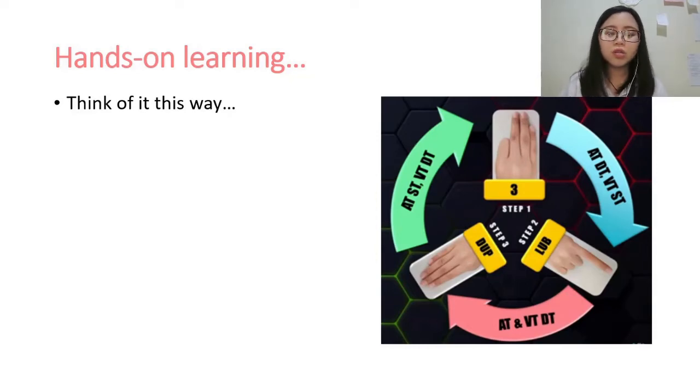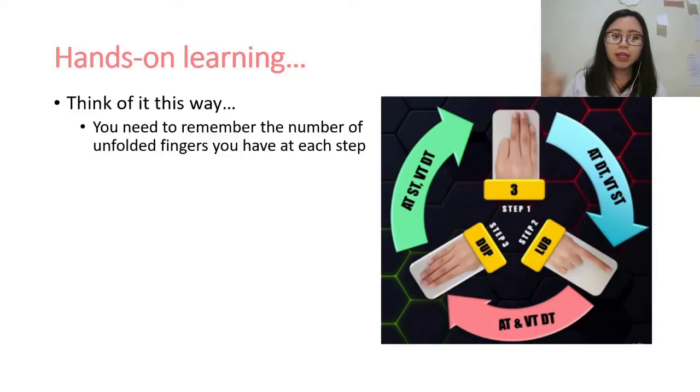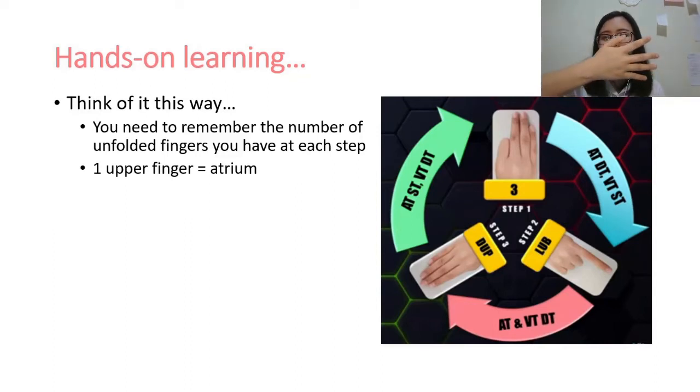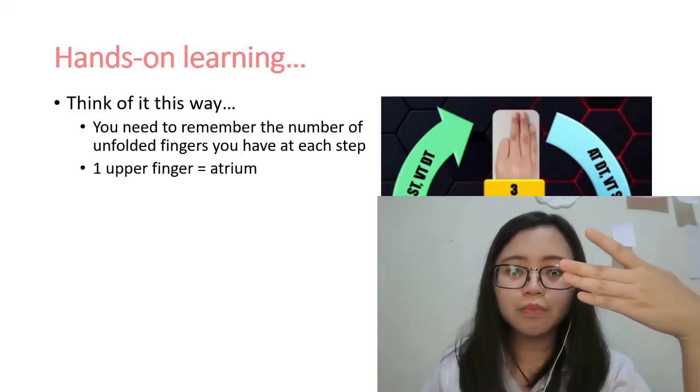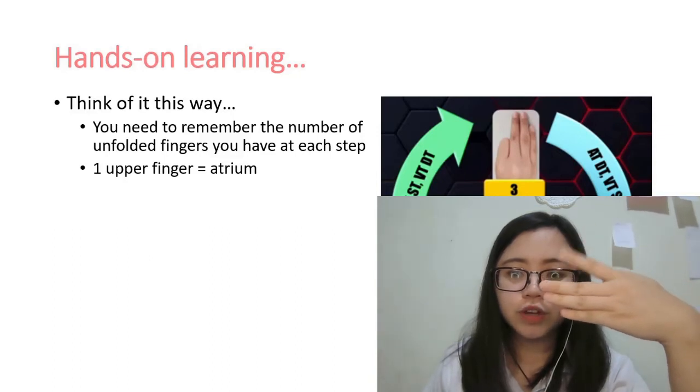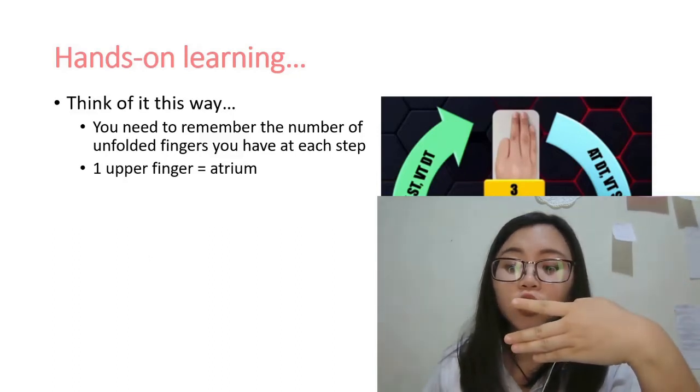All right. You need to think of this technique in this way. The number of unfolded fingers you have is what is happening at each step. Bila kita akan guna salah satu tangan kita, I'm going to use my left hand. So we're not going to use our thumb. We are going to focus on our pointing finger and our three fingers. So this upper finger will represent your atrium.